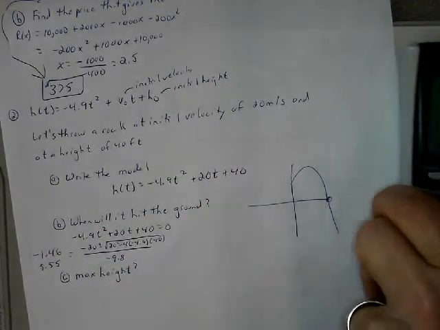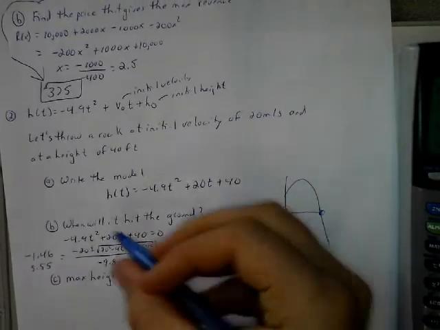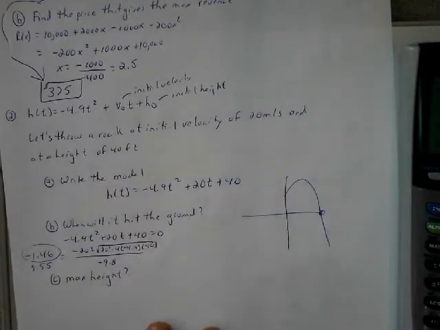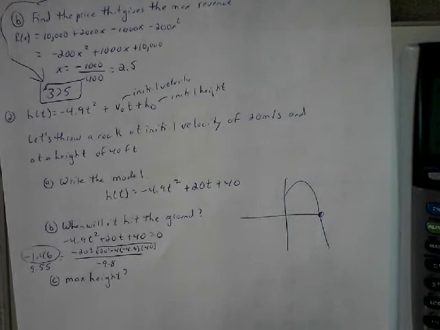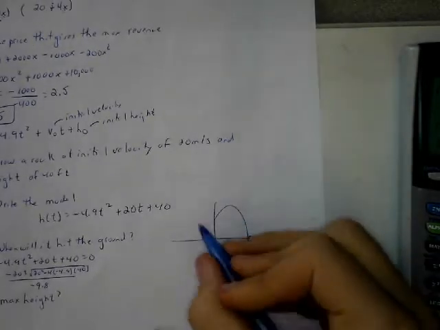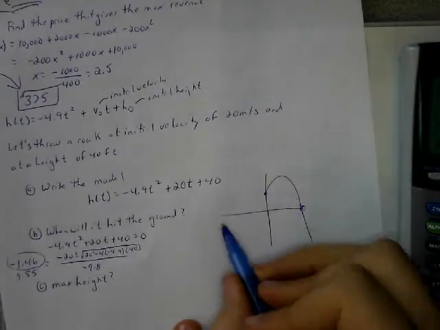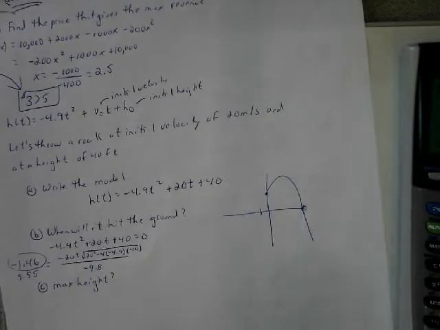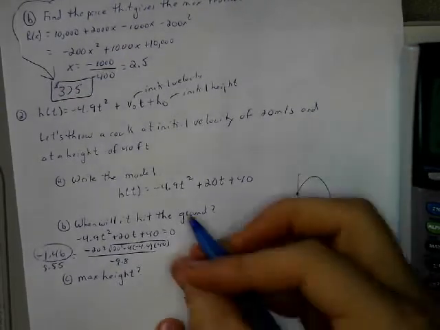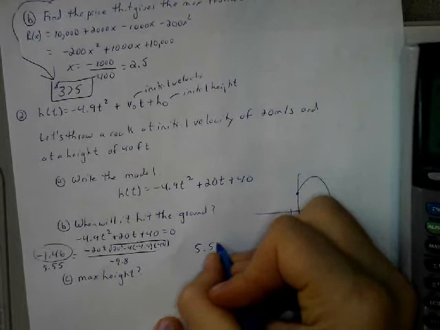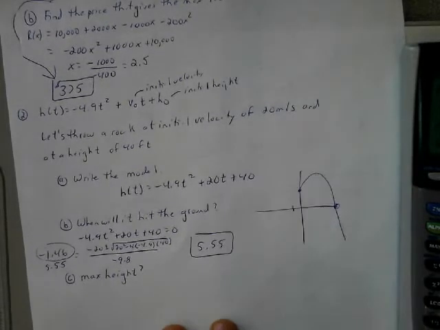Obviously the negative value does not play a part in this situation because time equals 0 at the initial height, which is at this point here. So that would be talking about in the past, theoretically. But 5.5 would be the answer of when it hits the ground after you throw it.